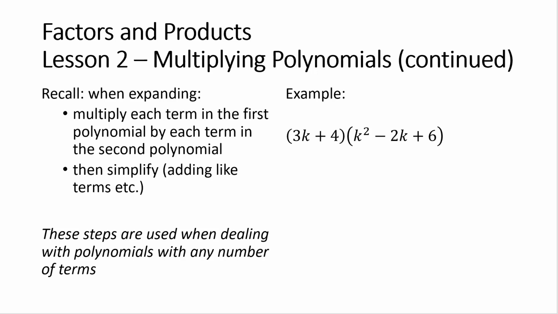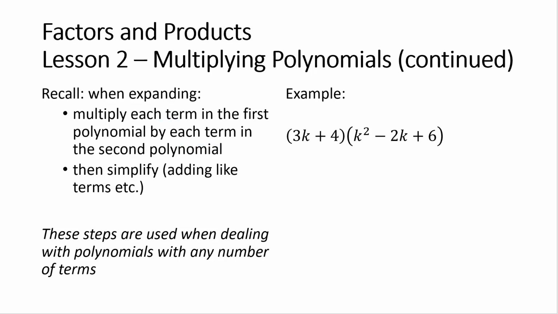Okay, for this lesson 2 here, we're going to continue with multiplying polynomials. We're just going to be using some longer expressions. But essentially we're doing the same thing as we did the previous lesson. We multiply each term in the first polynomial by each term in the second polynomial, and then we simplify. So let's take this example.